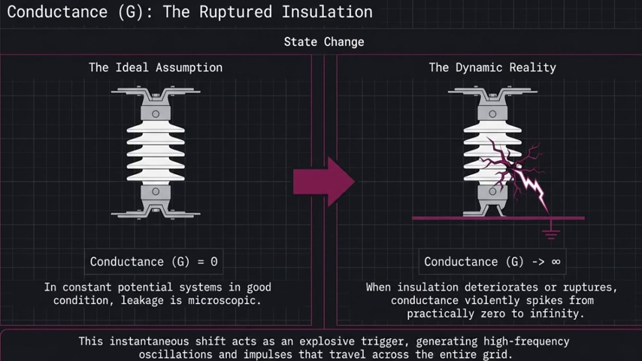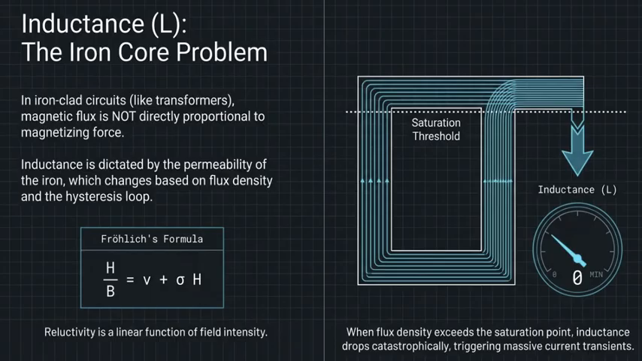Right. I know there's an equation called Frölich's formula, which tries to tame this. Yes, Frölich's formula. It assumes that the magnetic resistance, the reluctivity, is a nice linear function based on how much magnetizability the iron has left. But Frölich's formula is merely a polite suggestion that physical metal routinely ignores. A polite suggestion. Truly, if we connect this to the bigger picture, this is precisely why electrical engineers cannot rely solely on mathematical models when designing the power grid. Because the math just breaks down.